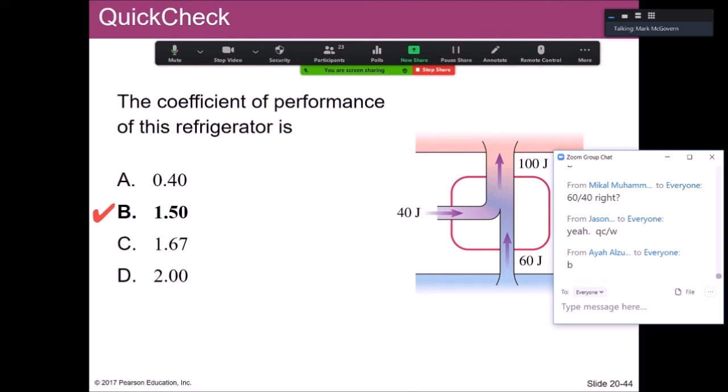So what we're able to do here is, for 40 joules of work, we could take 60 joules out per cycle. And of course, if you can drive up that coefficient of performance, what that means is for the amount of work you do, you're extracting more energy from your cold reservoir. So that's nice.